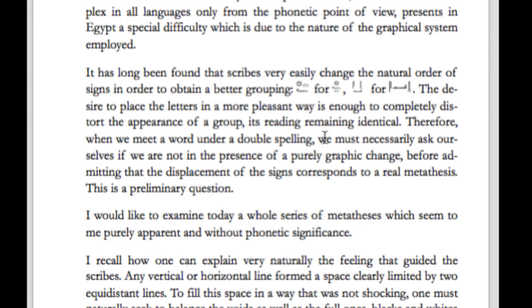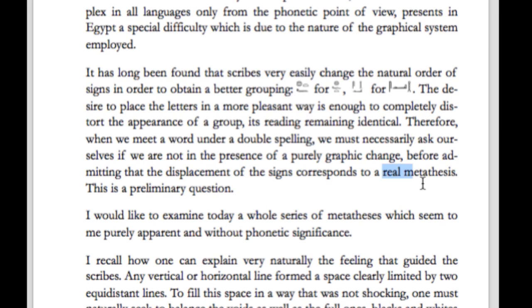Notice what he says. He says, the desire to place letters in a more pleasant way is enough to completely distort the appearance of the group, that is, what you see. But its reading, what you pronounce and what you say out of your mouth, is supposed to stay the same. It remains identical. Therefore, when we meet a word under a double spelling, in other words, when we see two different ways a word is spelled, we must necessarily ask ourselves if we are not in the presence of a purely graphic change before admitting that the displacement of the signs corresponds to a real metathesis.